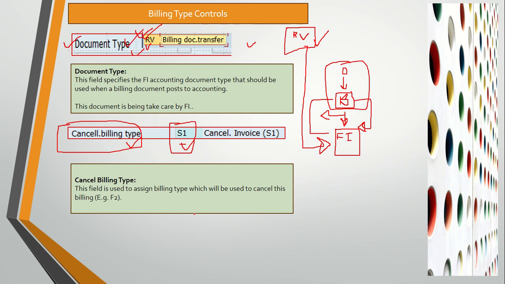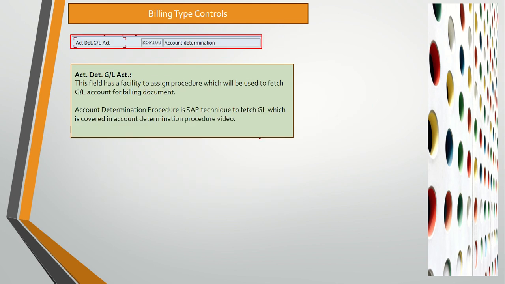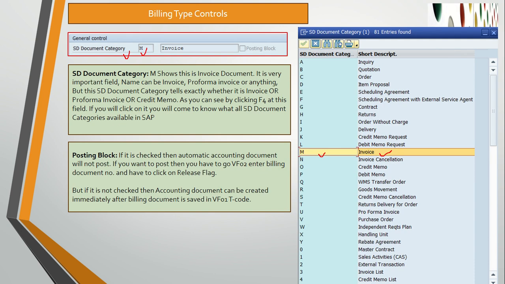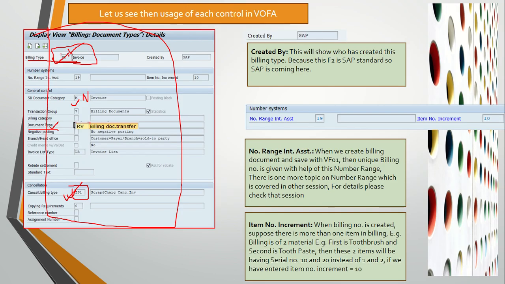Now coming to another important field, which is account determination GL account. Where is it? Let us see here. This is the invoice, right? In this invoice, you can see what we were looking at. We were looking at the account determination, right?